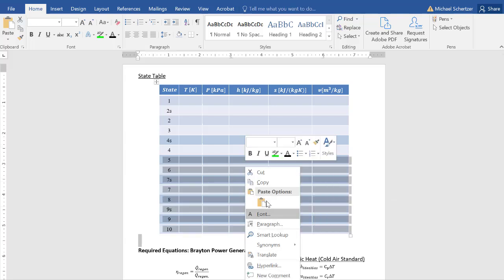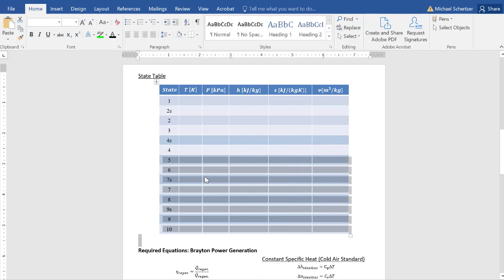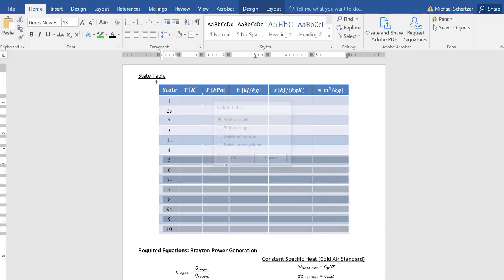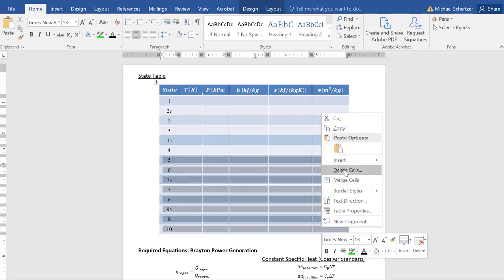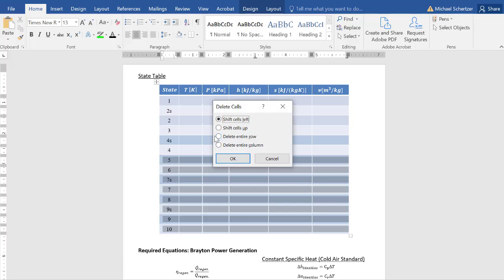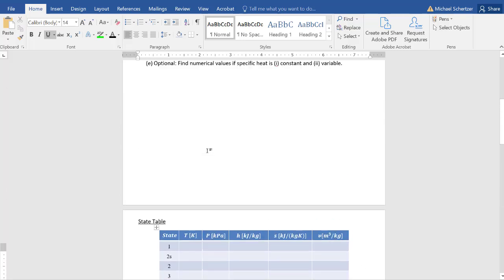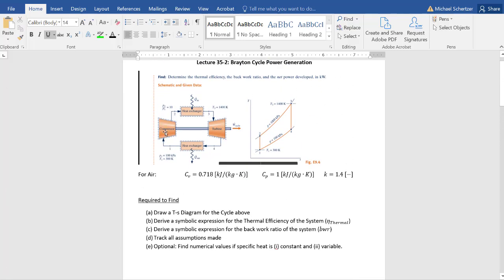So I will, can I get rid of this? Delete cells. Oh, actually, yeah, 4 states, right? And one is a turbine and one is a compressor. So that means that when we go between state 1 and state 2, this is our compressor. Then we have a turbine, so this could be isentropic and then real as well. And we'll talk about how to deal with both of those 2 things, right?